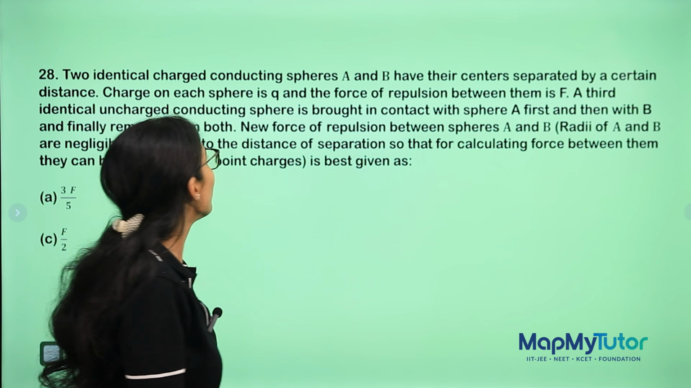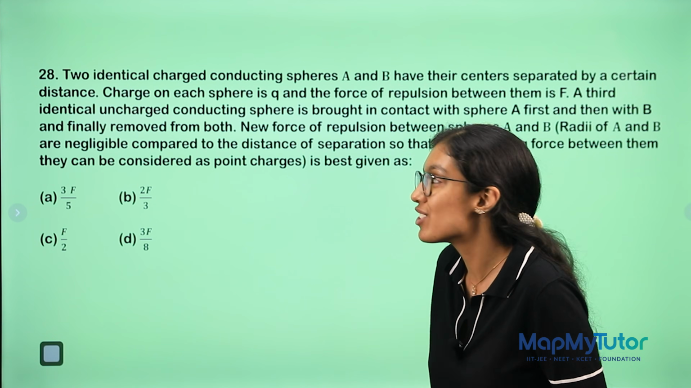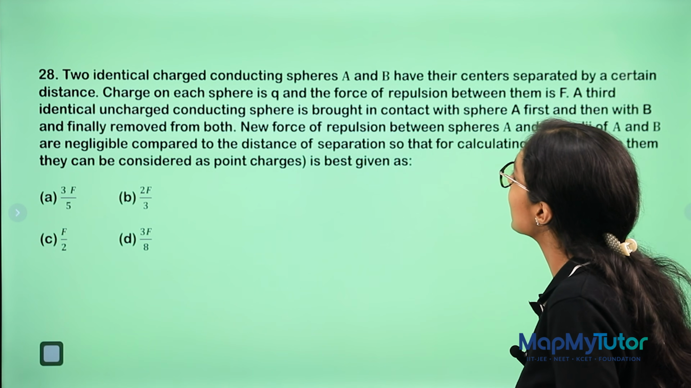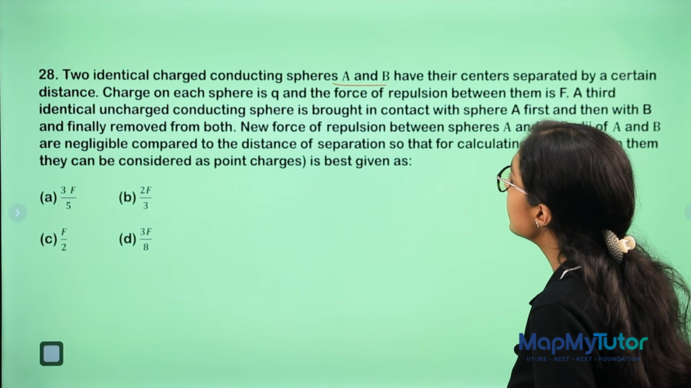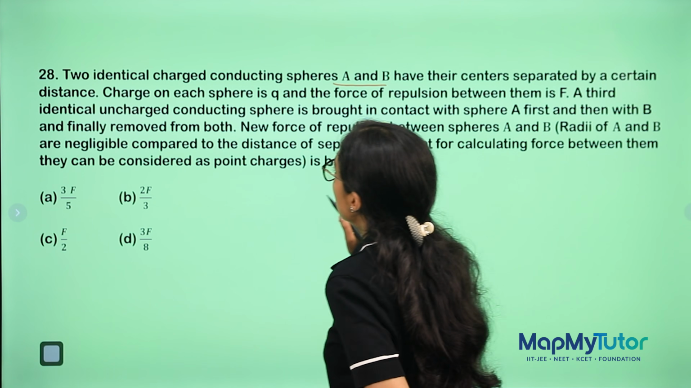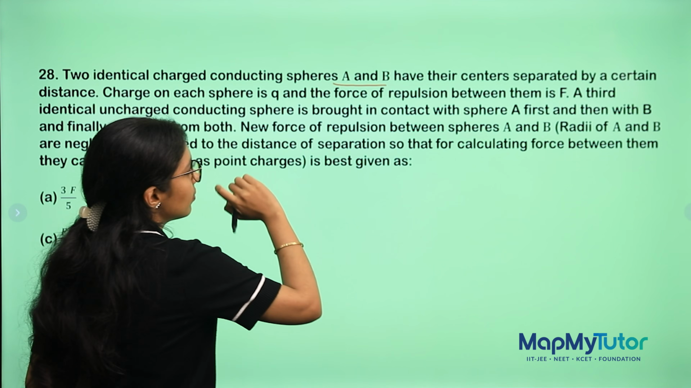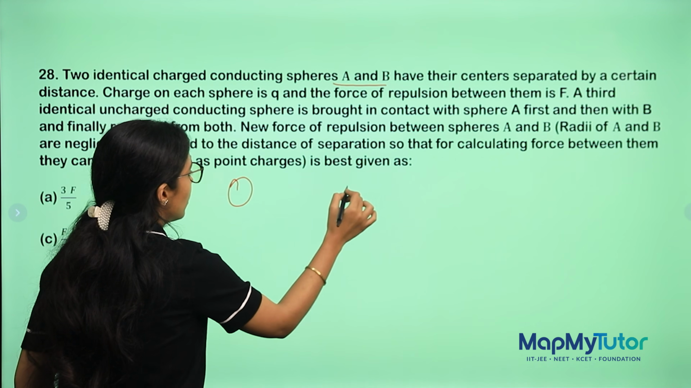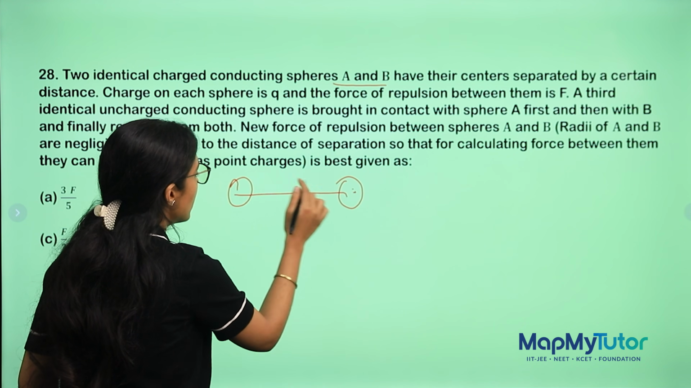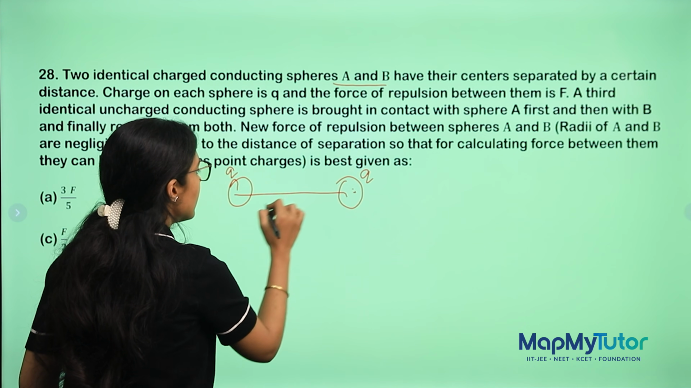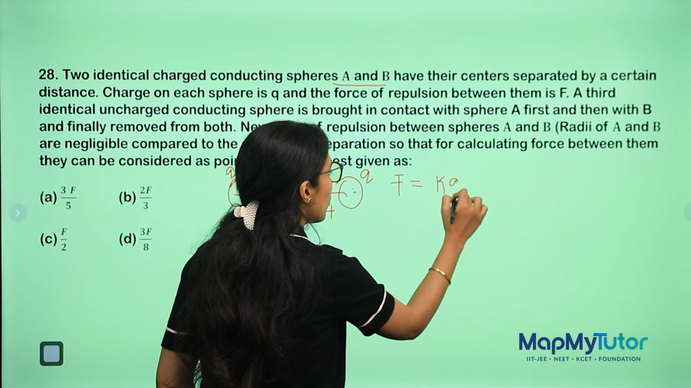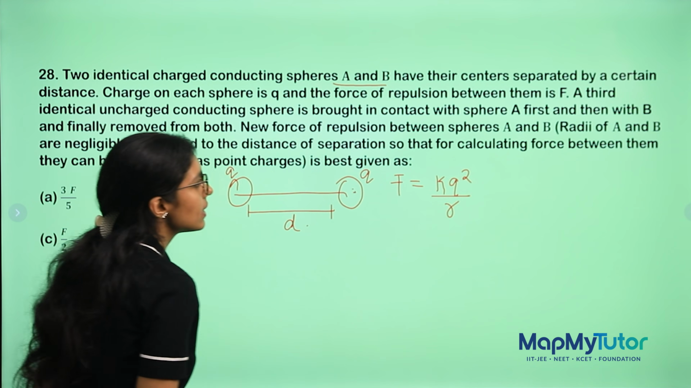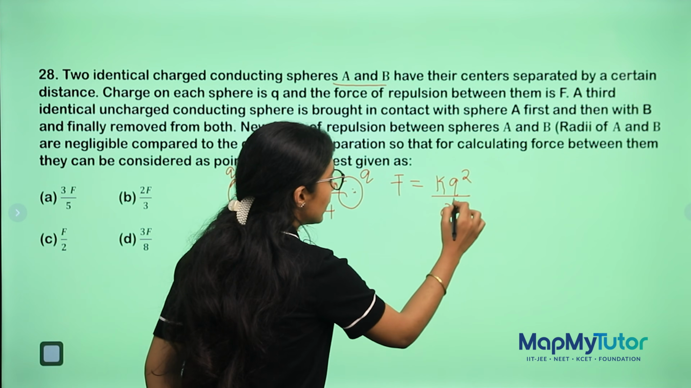Let's read the question. It is from electrostatics, which is one of my favorite chapters. Two identical charged conducting spheres A and B have their centers separated by a distance d. The charge on each sphere is q, which is repulsion. So we have two charges q and q at a distance d. So we know that the force will be kq squared by r squared, or d squared. Now let's read the rest.